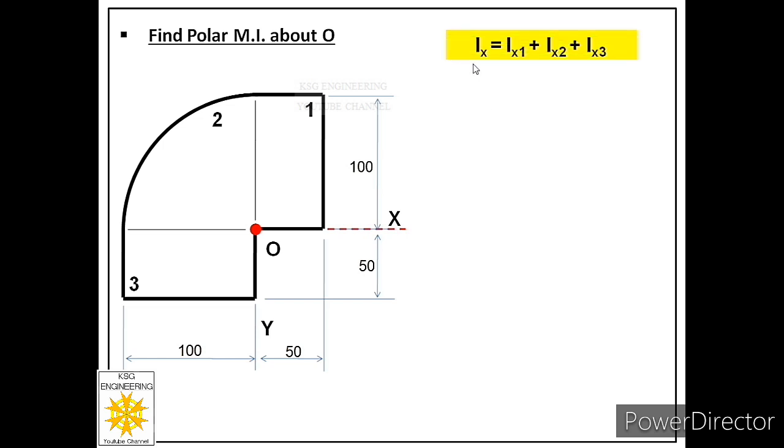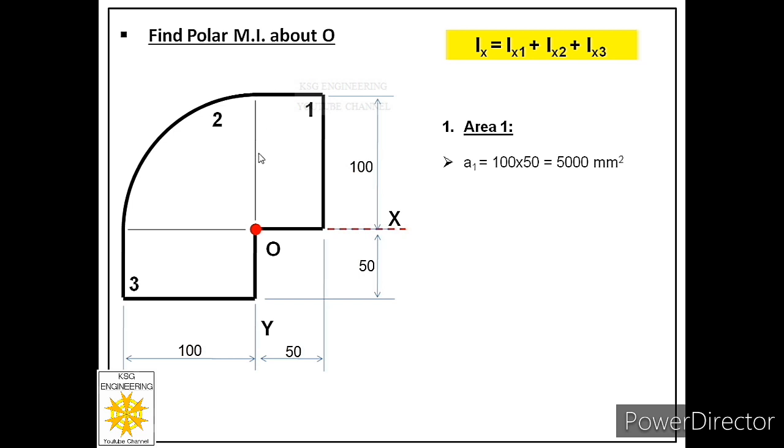What is Ix? Ix is the area moment of inertia of the complete composite area about the x-axis. That will be equal to Ix1 plus Ix2 plus Ix3, where Ix1 is the area moment of inertia of area 1 about the x-axis, Ix2 is the area moment of inertia of area 2 about the x-axis, and Ix3 is the area moment of inertia of area 3 about the x-axis. So first of all we have to find Ix1. Let us see how we can find Ix1.